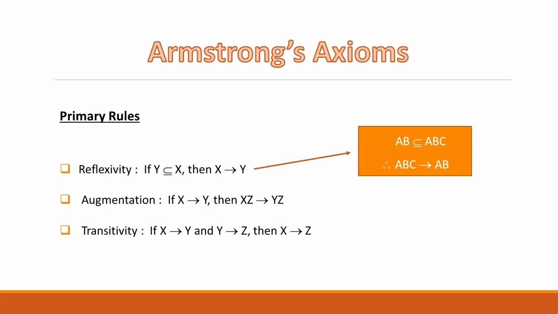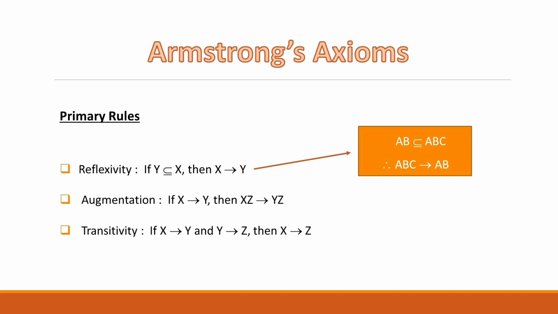If there is a functional dependency from X to Y, then definitely there will be a functional dependency from XZ to YZ. So you can see that if we augment the same attribute or same set of attributes on both the sides of a functional dependency, then the functional dependency will continue to exist.